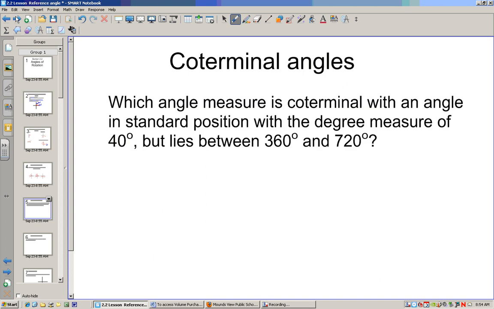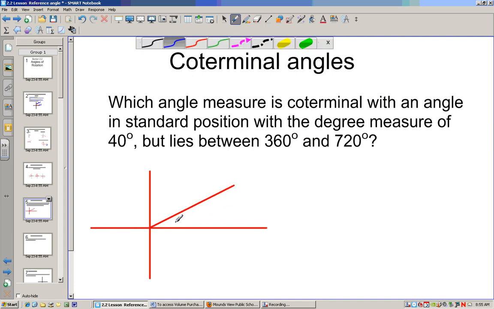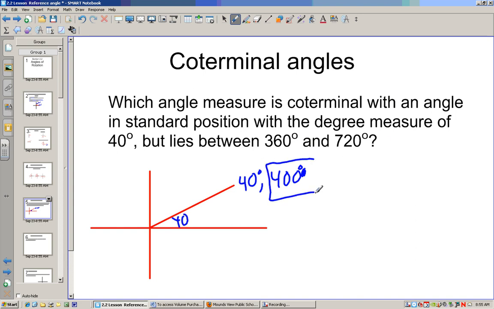Now, which angle measure is coterminal with an angle in standard position with a degree measure of 40, but lies between 360 and 720? Pause the video, go through this problem. All right, 40 degrees is going to be somewhere up here. Then if this is 40, I can add 360 to it to get to 400. And since 400 degrees is between 360 and 720, this is the answer that I'm looking for.